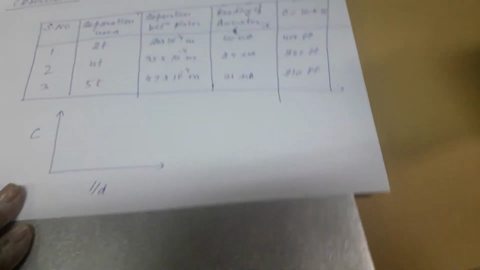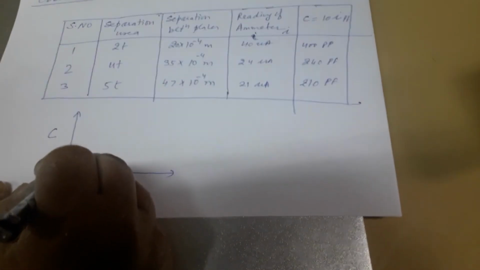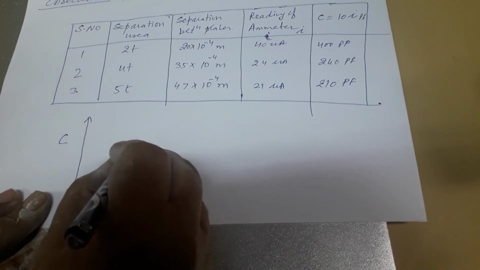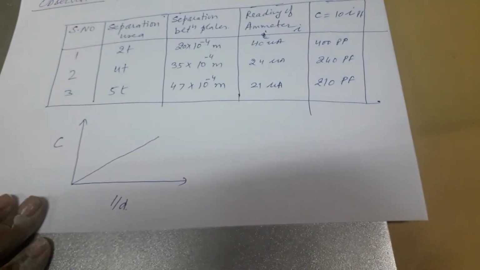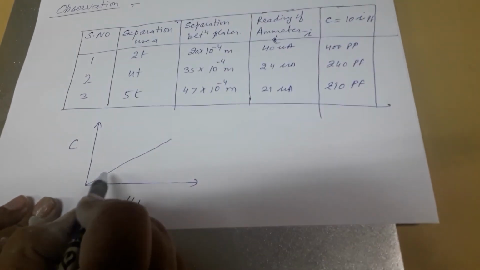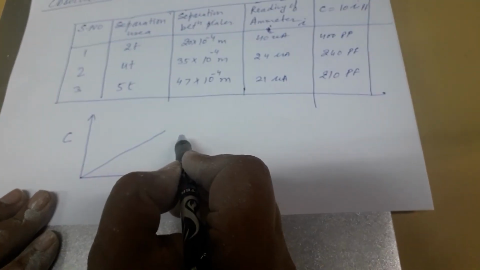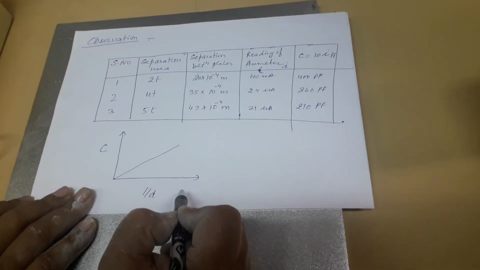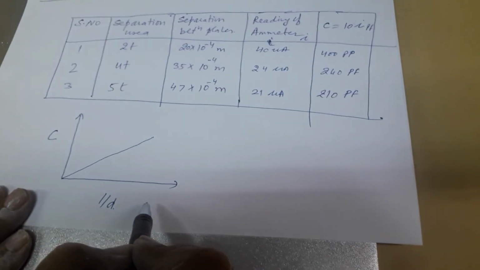Then we draw a graph between the capacitance on the y-axis and 1 upon d on the x-axis. The graph should be a straight line. It should be drawn with the help of a scale. You can draw the best fit line. As we know, the graph between these two parameters should be a straight line.